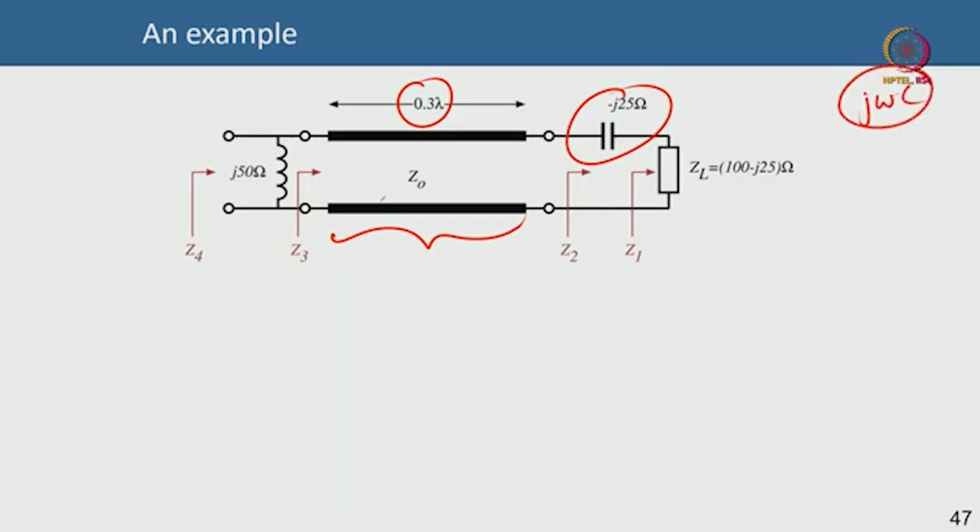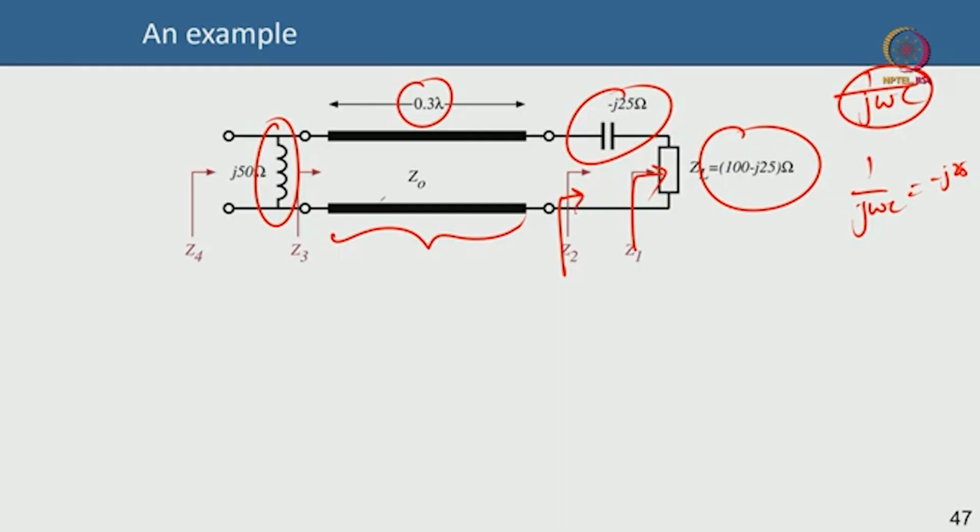So that is minus 1 by j omega c. So 1 by j omega c is minus j25 ohm at a certain frequency, I do not know what frequency. Then I have a parallel inductor and then I have a load here. So the impedance looking at the load is Z1. After I add the capacitor in series, the impedance looking here I am seeing Z2. After I add a transmission line which will only shift phase, not change the magnitude, I see an impedance of Z3, and after adding an inductor in parallel I see an impedance of Z4.